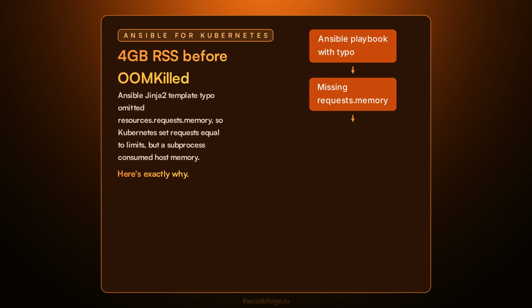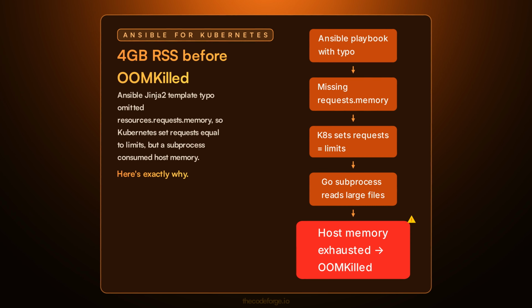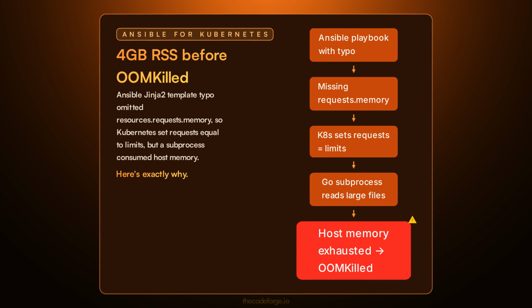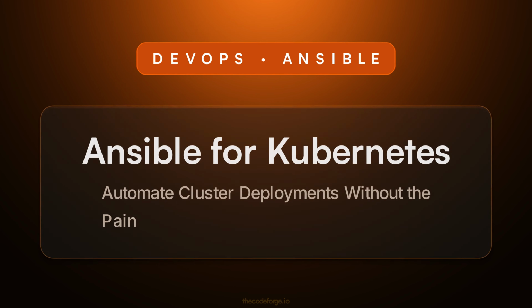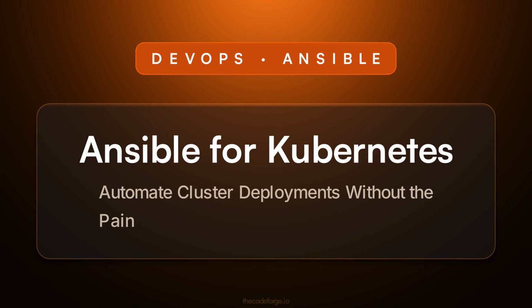A stateless Go service crashed every 6 hours with 4 GB of RSS memory, despite a 512 MB limit. The culprit wasn't a memory leak, it was a missing field in the Ansible template. Let's break down Ansible for Kubernetes, how it works, and the exact mistake behind that failure.